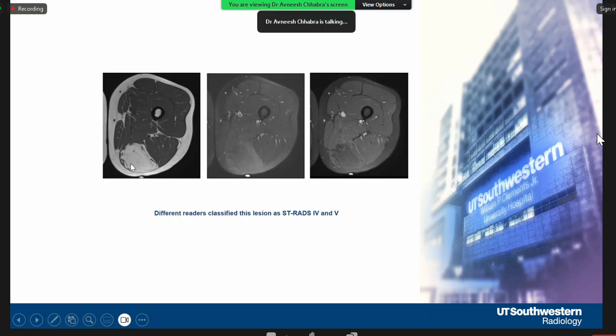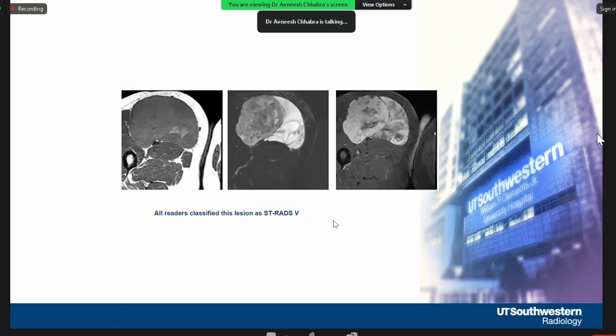Here is a lesion which has septations, has some enhancement. So this was an atypical lipomatous tumor in the muscle, and people called it 4s and 5s. That's fine. Here's a classic bad one. A lot of solid areas, sarcoma, everybody called it 5.